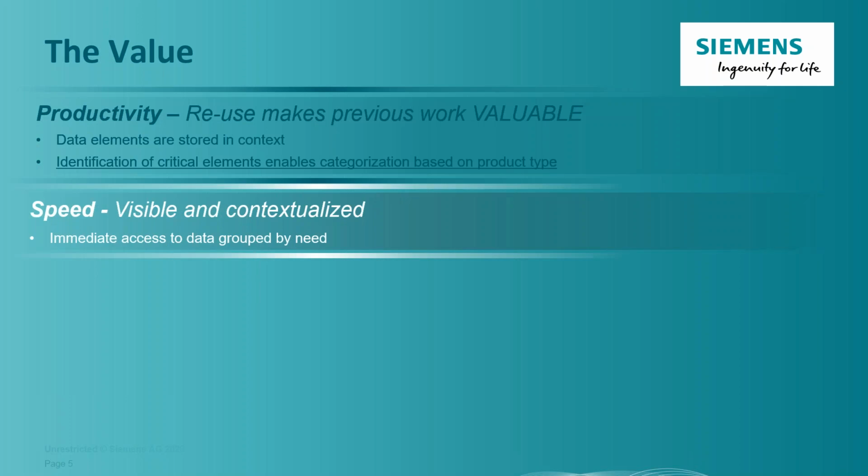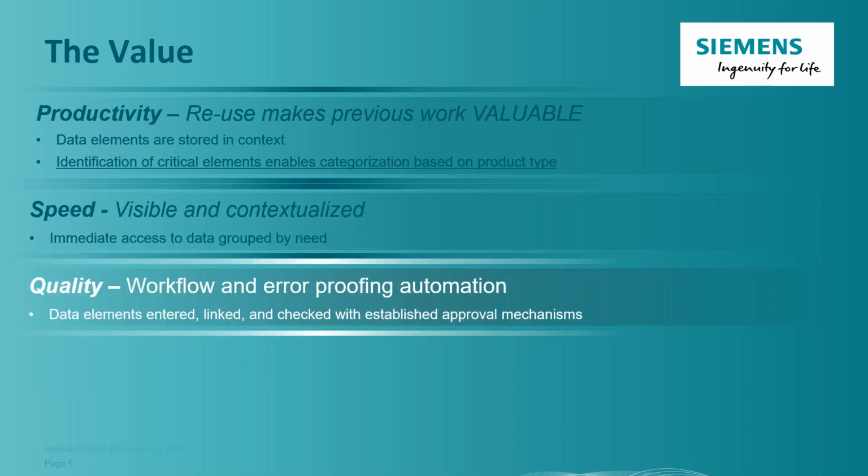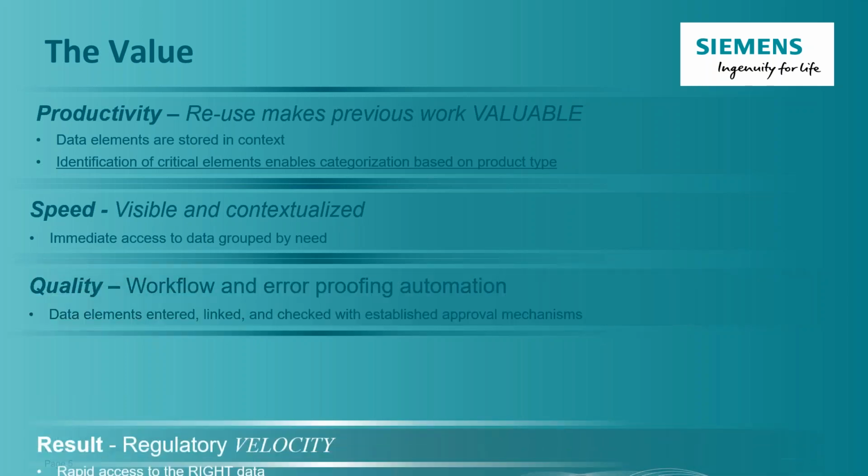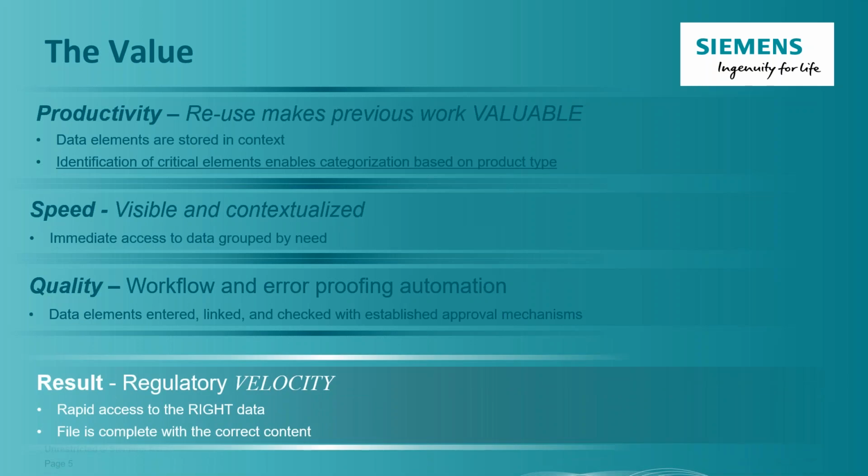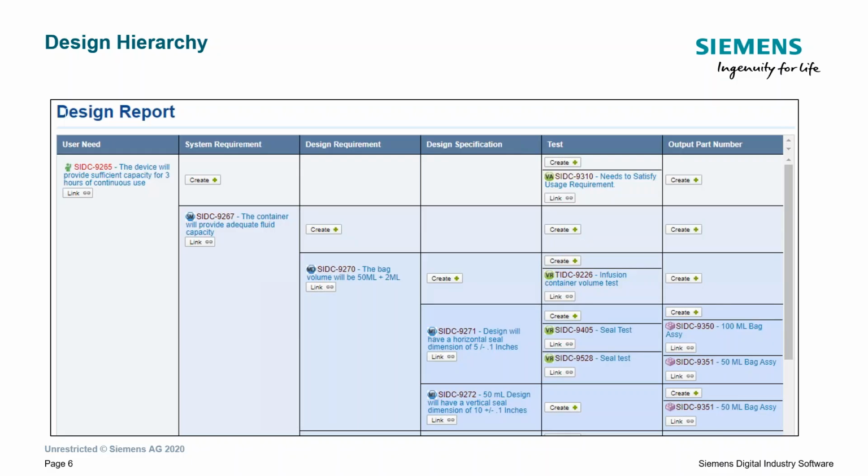Second thing is visualization and contextualization, and this will come in the context of traceability. So now we want to understand our traceability through the V model and how each one of those requirement sets then links to test cases and test results. And then finally, the quality. Of course, we're going to provide some workflow and error proofing automation as a result of just this activity, just like we did the other ones as well. So of course, that all results in regulatory velocity.